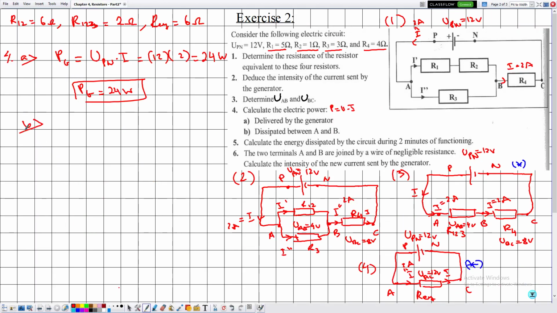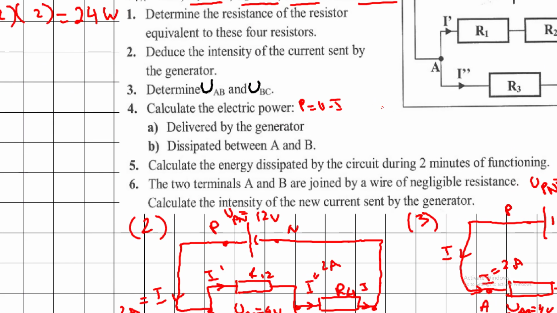Now in part B, why are they using these terms, delivered and dissipated? Because the generator is the one that delivers power and these resistors are the ones that consume power. For this reason we say dissipated.